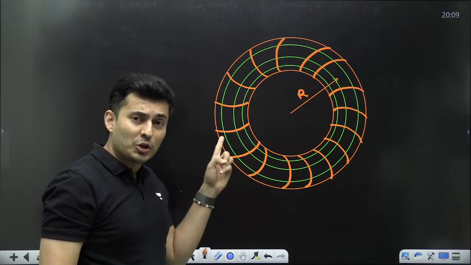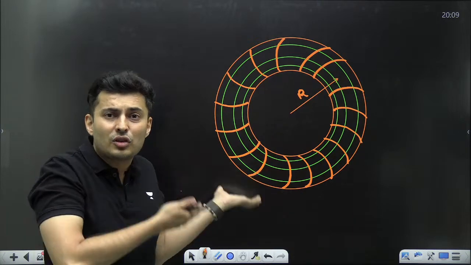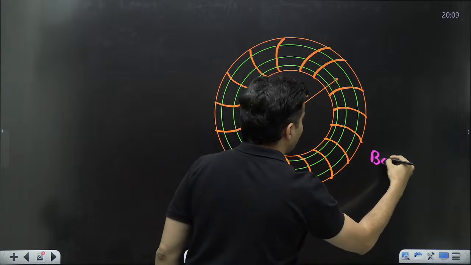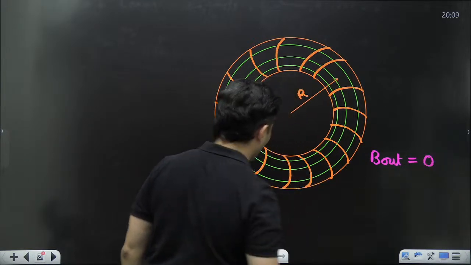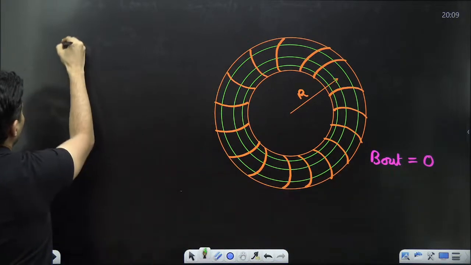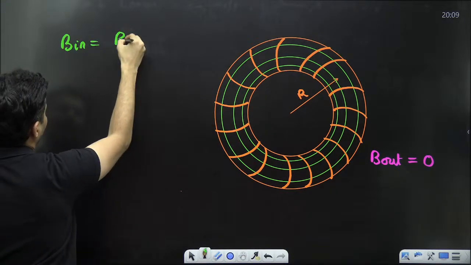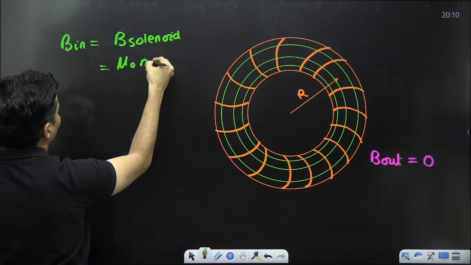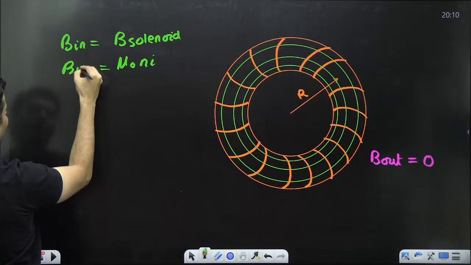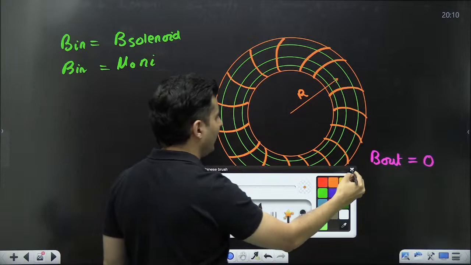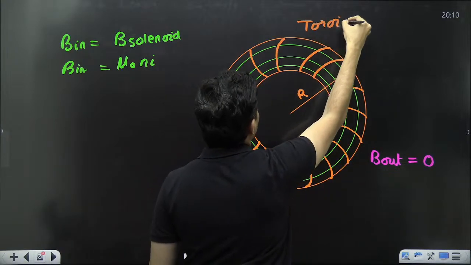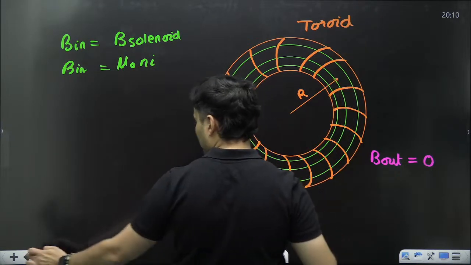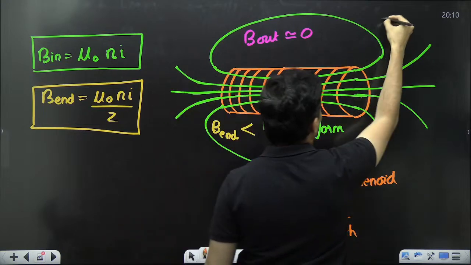The formula for the toroid should be exactly the same as a solenoid, because it's a solenoid only which is bent. So first things first, outside there is no magnetic field, so it is just 0. The inside magnetic field will be just like the solenoid, there is no difference. So it will be mu naught n I. That's it. It's the same formula for a toroid. So toroid and solenoid both have the same formula, because it's just the same thing. You bend it, that's it. That becomes your toroid. So this was for a solenoid.